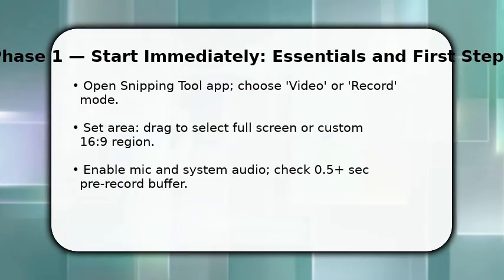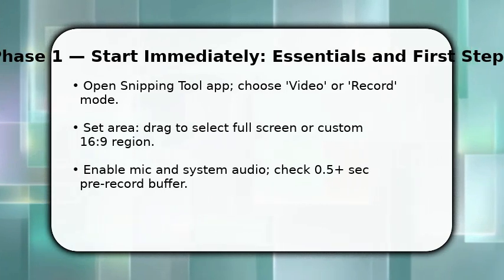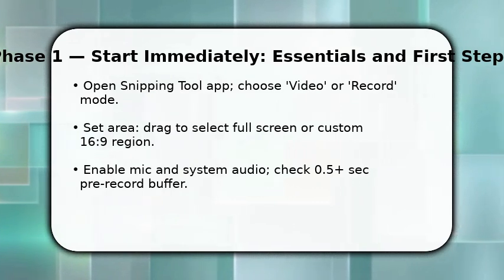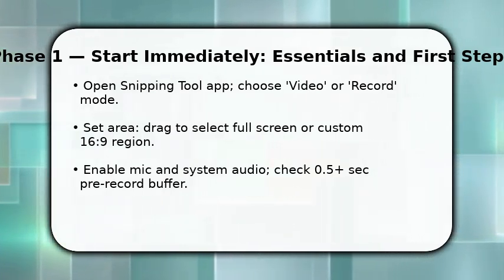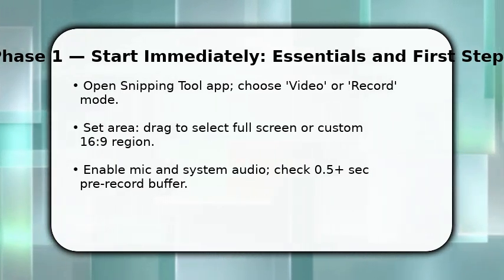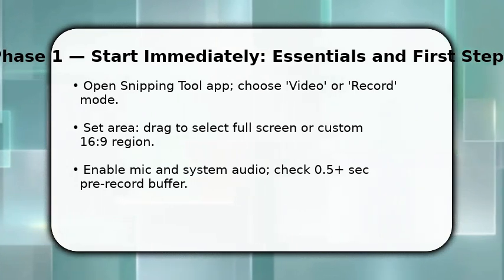Enjoy the video. You'll begin by launching Snipping Tool and selecting Video Mode. This gets you into Capture immediately. Next, define your capture area, drag to include the precise window or set a 16:9 frame for consistent output. Make sure to enable your microphone and system audio because you'll want both voiceover and in-app sounds.